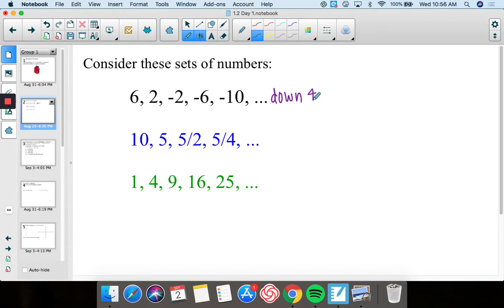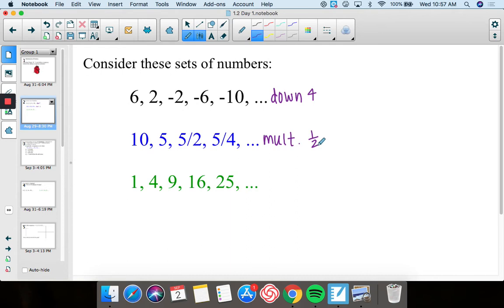Okay, second one, 5 to 10 to 5 halves to 5 fourths. So we can see that that's not either being added or subtracted. So obviously it's either multiplication or division. So you can say that 10 to 5 is being divided by 2. Another way to say that is just being multiplied by 1/2. Multiplication is always a good term to use in this case.